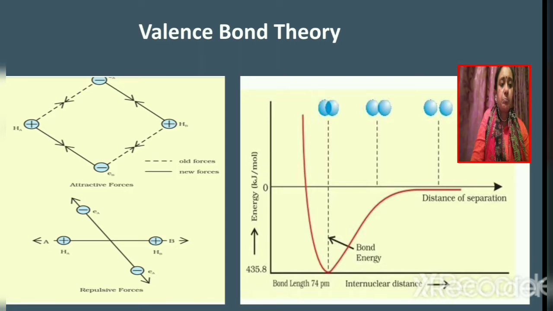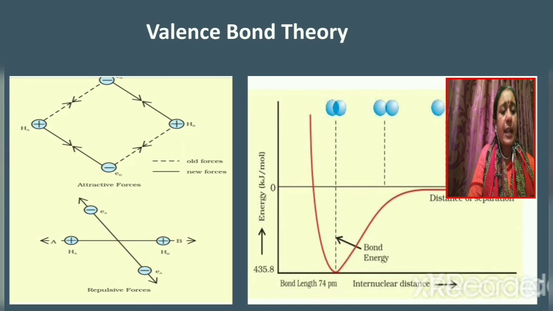taken as Eb. The nucleus of hydrogen atom A is taken as Na, and the nucleus of hydrogen atom B is taken as Nb. When the two hydrogen atoms are far apart from each other, there is no interaction. But when the two hydrogen atoms approach each other, there will be new attractive forces and repulsive forces.